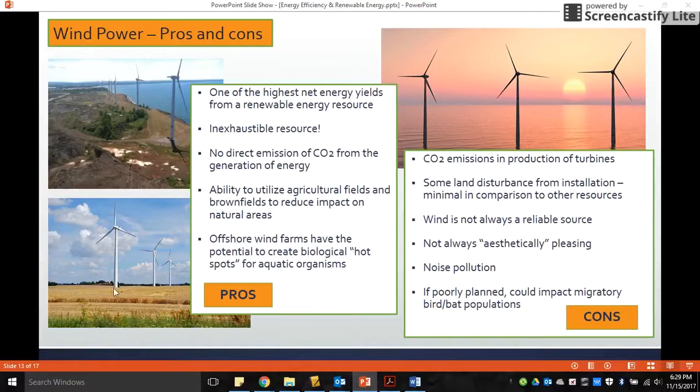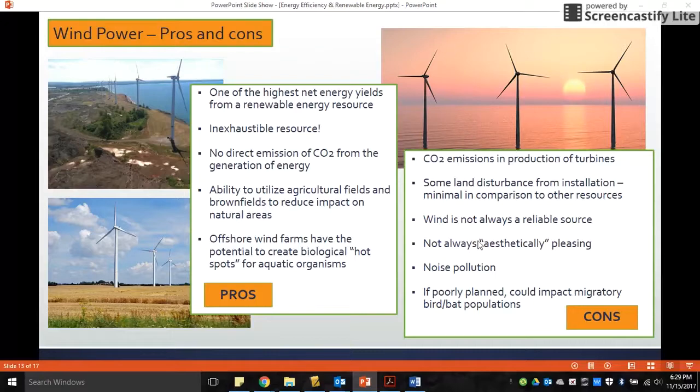We can use agricultural fields for our wind farms, or we can develop offshore wind farms, which can kind of act as biological hotspots. So oysters or some sort of shelled organisms can latch onto these things. And if you've been fishing before, you know that organisms like to hang out around things that are a little bit higher up, so these things can act as biological hotspots.